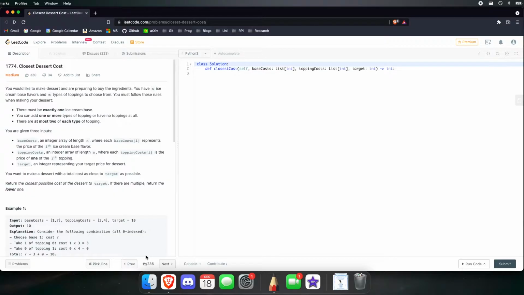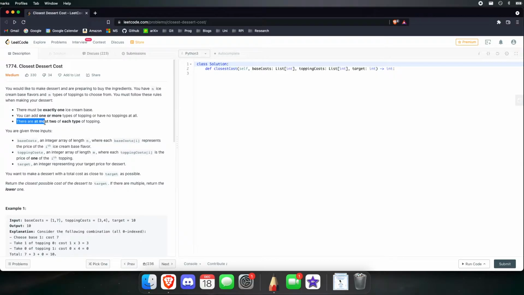There must be exactly one ice cream base. Okay, so out of our N ice cream bases, we can only choose one. You can add one or more types of toppings or have no toppings at all. Okay, out of our M toppings, we can choose a subset or all of them.